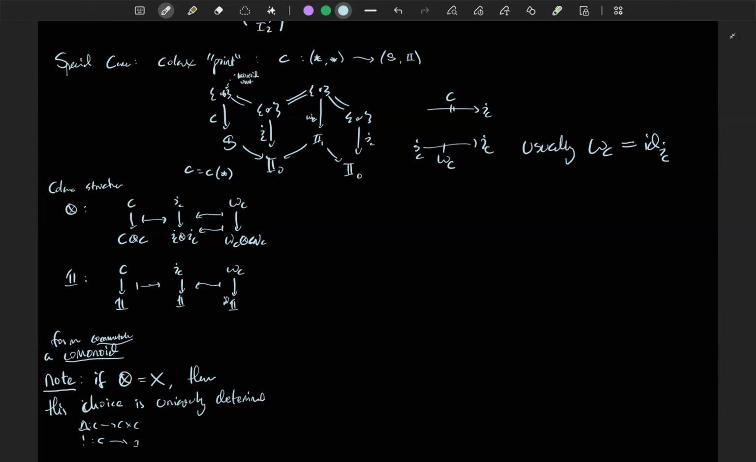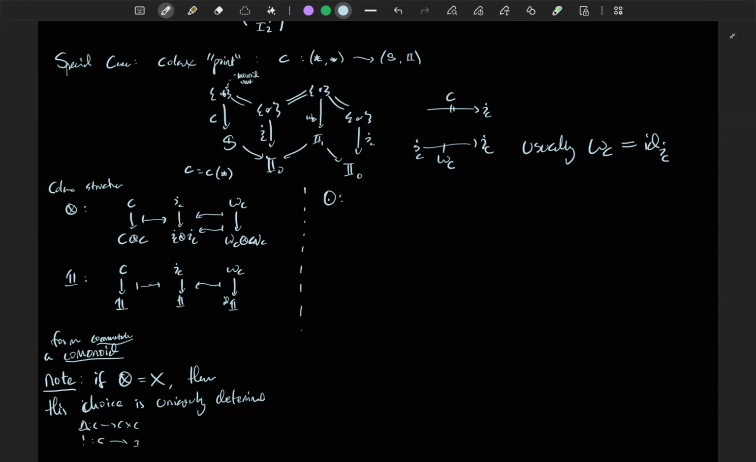Right? Or we could take their tight dual, where we just flip all the arrows around, right? So in many cases, this part of the structure just comes for free. It's not something you have to think about. Okay. Then we also have dot, right?